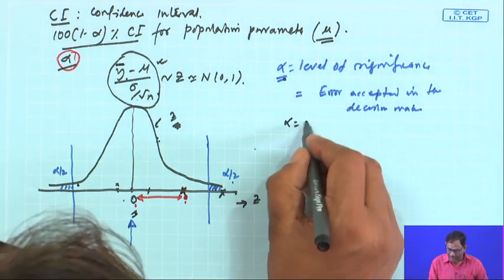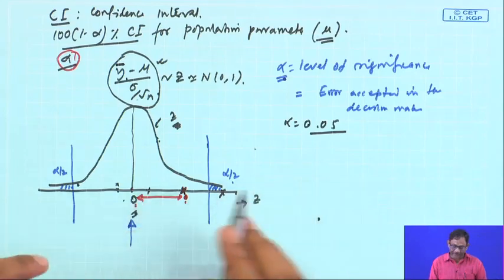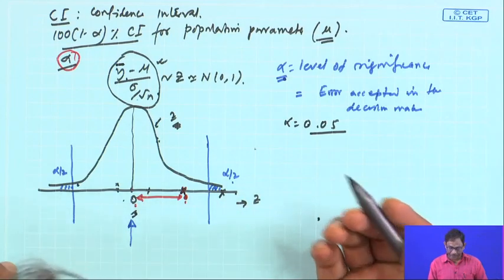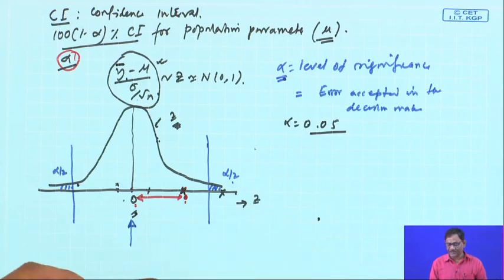Usually alpha is equal to 0.05. What does it mean? That means 5% error. Suppose you take 100 such decisions: 95% of the time you will be correct and 5 times it will be wrong. In that sense also you can use it.